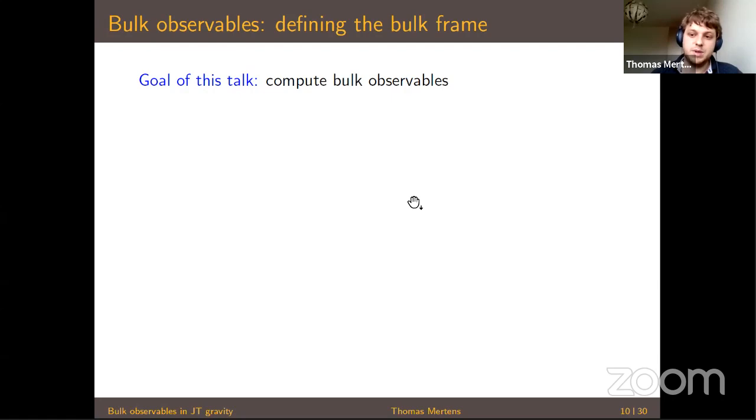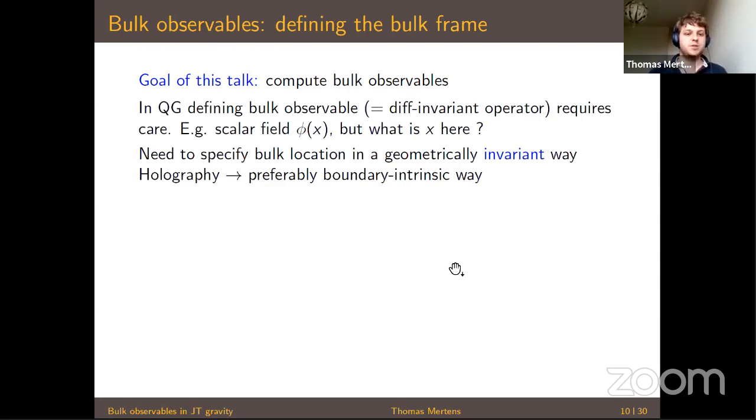So now let's go to the main goal of my talk, which is to define and to compute bulk observables in this theory, in JT gravity. And of course, I will exploit this boundary Schwarzian description. So let's first think a bit about what it means to define a bulk observable, which would be a diff invariant operator in quantum gravity. And as is well known, this requires care.